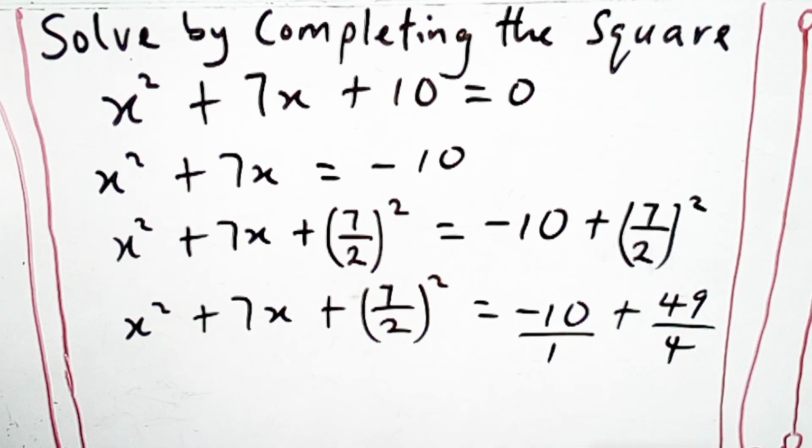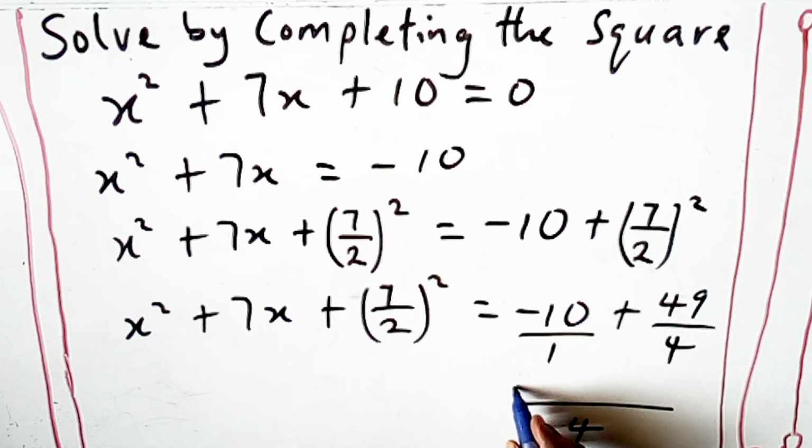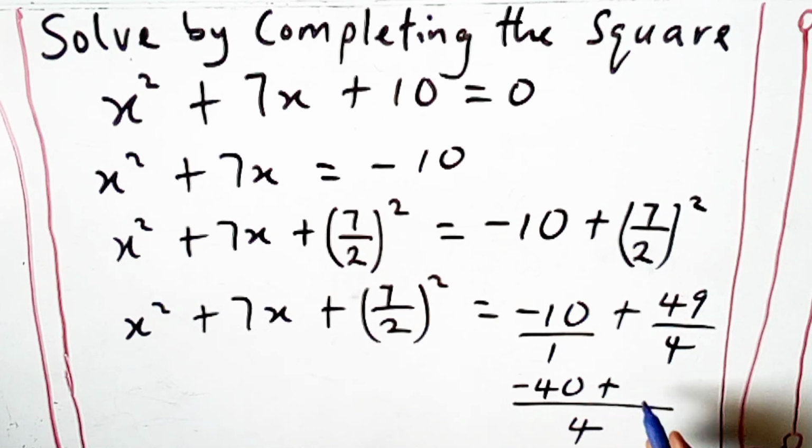So LCM of 1 and 4 is 4. 1 in 4 will give you 4. 4 times minus 10, we got minus 40. And 4 in 4, 1. 1 times 49, we got 49.